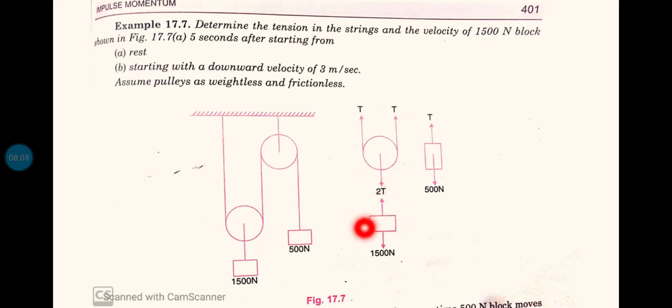So actually if you are drawing the block with 1500 Newton alone, then 1500 Newton weight will be acting downward and 2T, 2 times tension, will be acting upward. But in the case of 500 Newton, the weight of 500 Newton will be acting downward, but here only one rope is there, so only one tension T will be there. So you can see the difference here: 2T is acting upward, here only 1T is acting upward. These are all the basic differences.